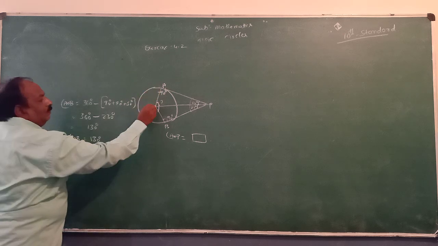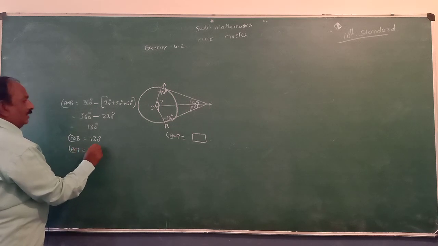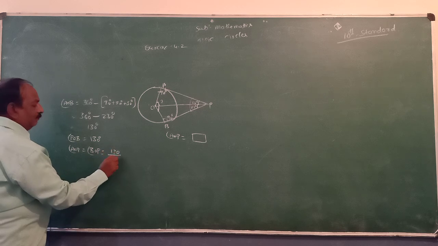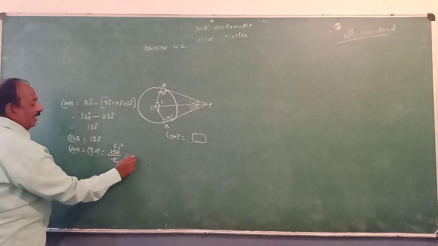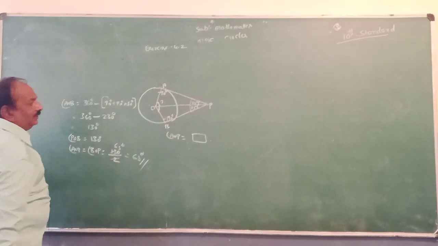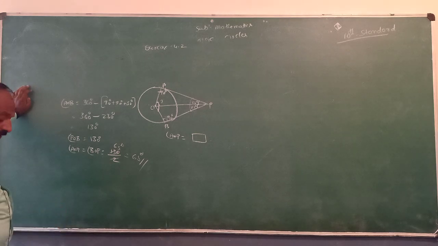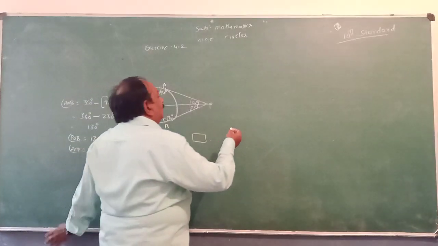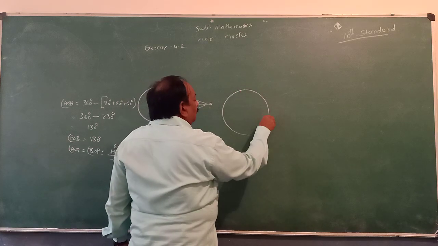What do you want? AOP. Angle AOP is equal to angle BOP is equal to 130 divided by 2. How much do you get? 65 degrees. So these types of problems may appear. This is not in the syllabus, but please note down these types of problems. And then one more problem.